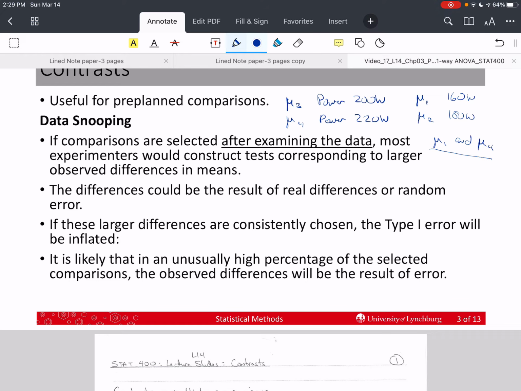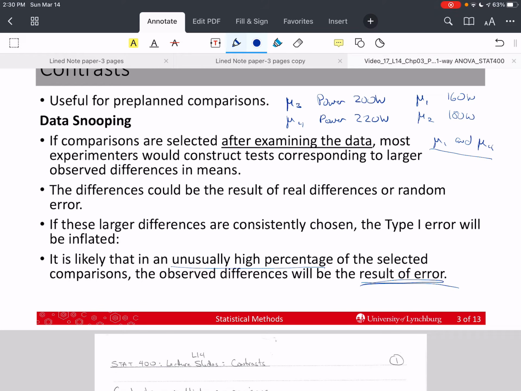And so I will choose the differences that are naturally larger to test. And when these larger differences are consistently chosen, we're going to end up inflating the type 1 error, because there's an unusually high percentage of the selected comparisons overall where the observed differences are only the result of random error. And so that is what causes the inflation in the type 1 error: we're looking at these tests and the differences may just be a result of random error.